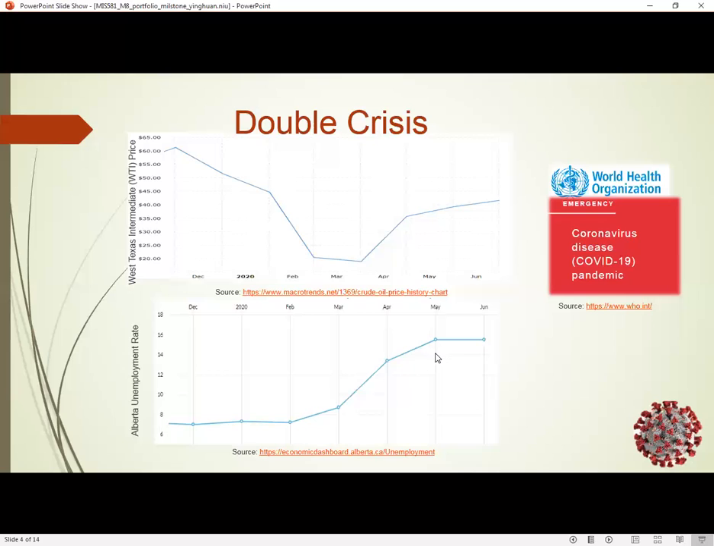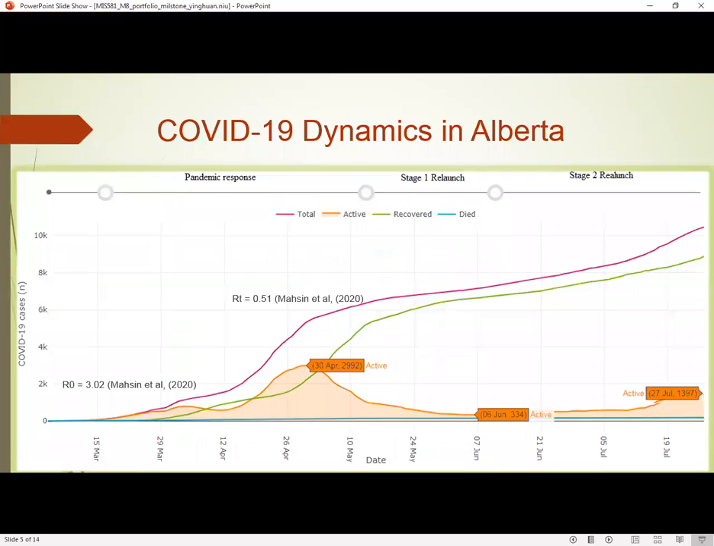The province started its staged relaunch from May 14th. Most public services and businesses are allowed to reopen with reduced capacity and meeting other public health requirements. Let's take a look back at how we have been doing in controlling the pandemic. The first case of COVID-19 was reported on March 6th.